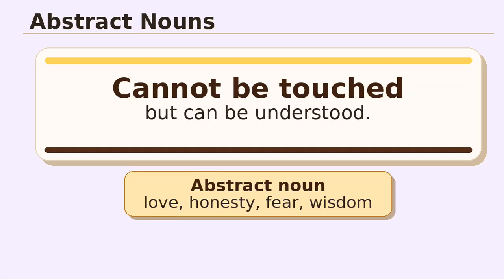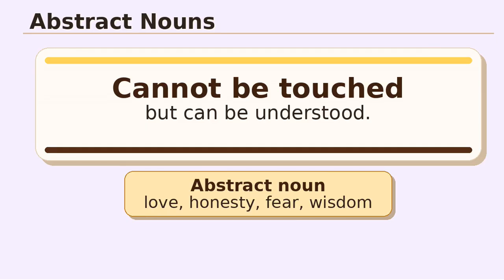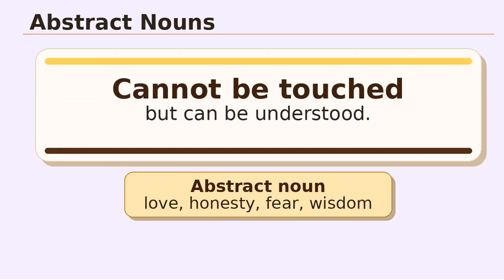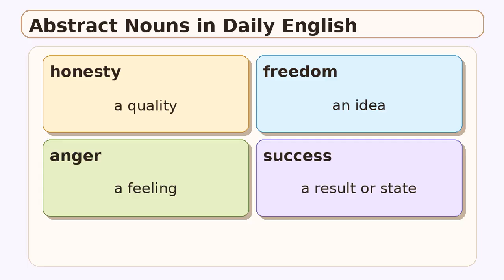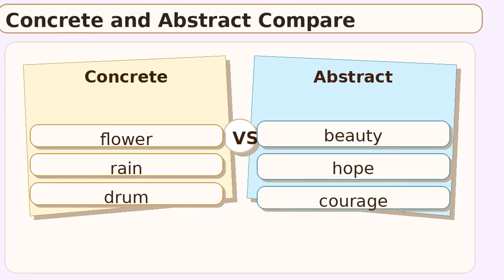An abstract noun names an idea, quality, feeling, condition, or state that we cannot touch directly. We understand it mentally, not physically. English uses abstract nouns constantly, especially in school, work, motivation, and emotional language. This contrast helps many learners. One noun can name something you sense directly, while the other names an idea you understand mentally.